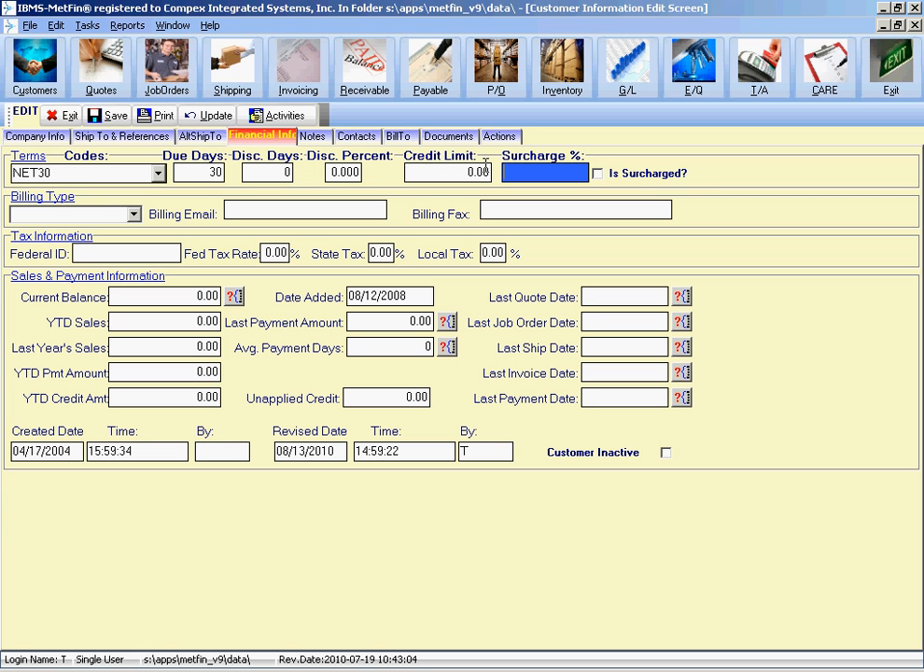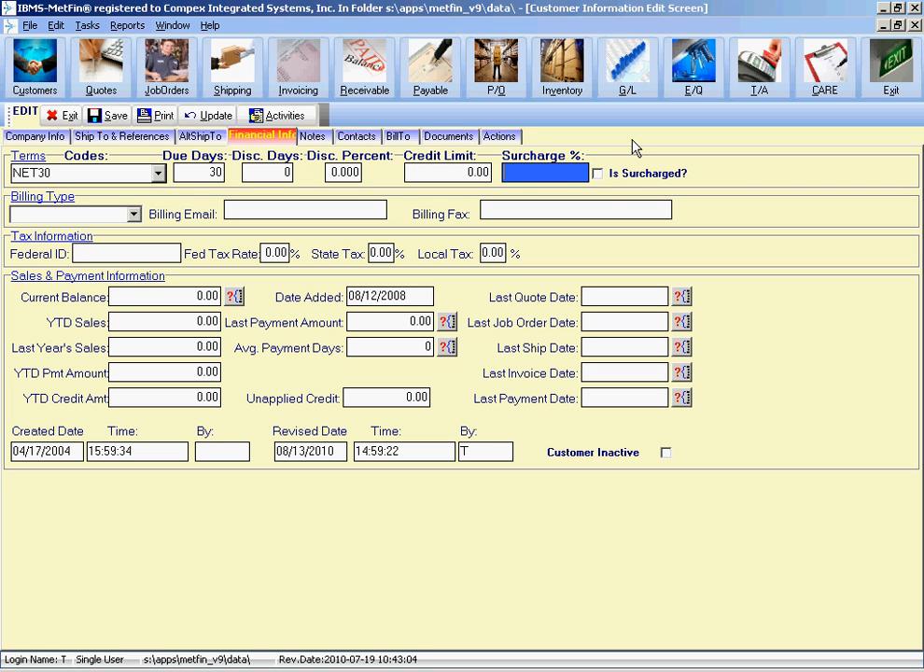Zero, it won't warn you. I think it ignores that. If zero, I think there's no limit. Yeah, true, no limit. It's set to zero.